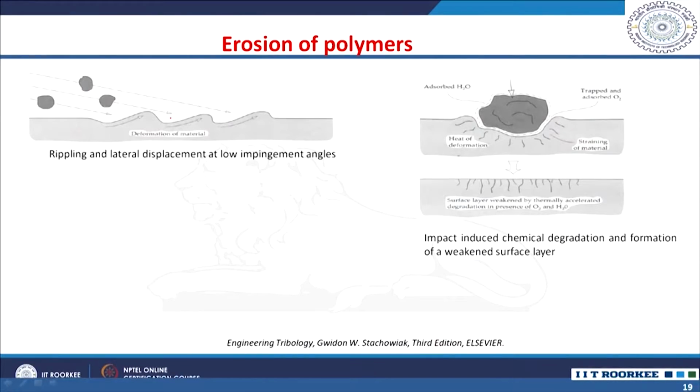When particles impinge on a polymeric material, there can be rippling and lateral displacement at low impingement angles, or impact-induced chemical degradation, for example, adsorbed H2O, and that leads to material removal. So, impact-induced chemical degradation and formation of a weakened surface leads to cracking, and this surface layer is weakened by the thermally accelerated degradation in the presence of oxygen or water. So, erosion of polymers generally is lesser than that of ceramics or metals.